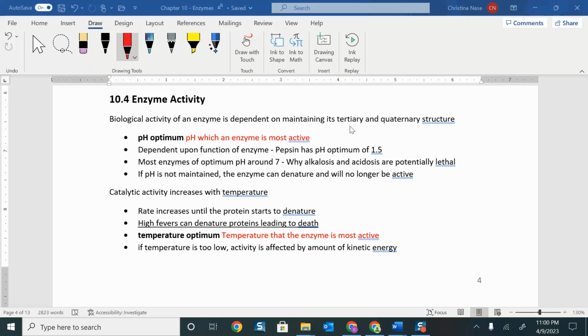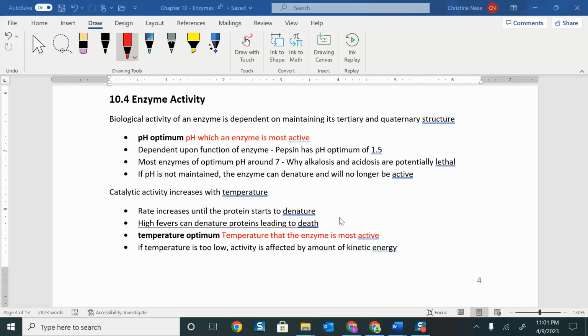If you remember what holds these proteins together, we have a lot of hydrogen bonds that hold the secondary structure together. We might have some disulfide bonds in there. So once you start breaking all these things down, then the protein's not going to work anymore. Catalytic activity also increases with temperature up to a point. There is a temperature optimum, which is the temperature at which the enzyme is the most active. The rate's going to increase as the temperature goes up, right up to the point the protein starts to denature. So if you get too hot, then your proteins are not going to work either.